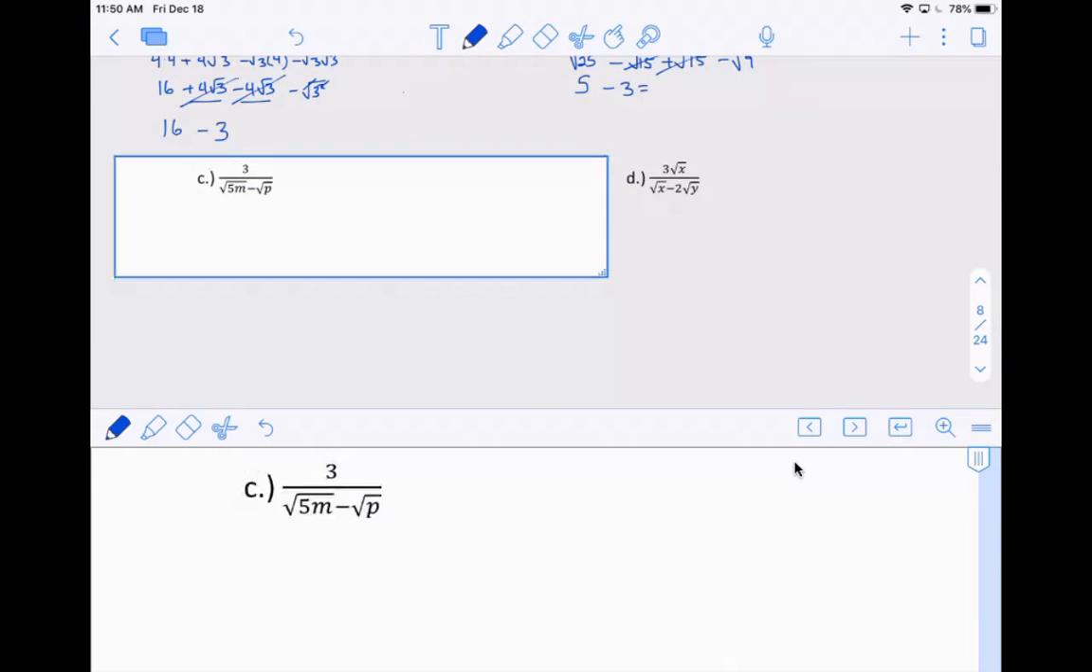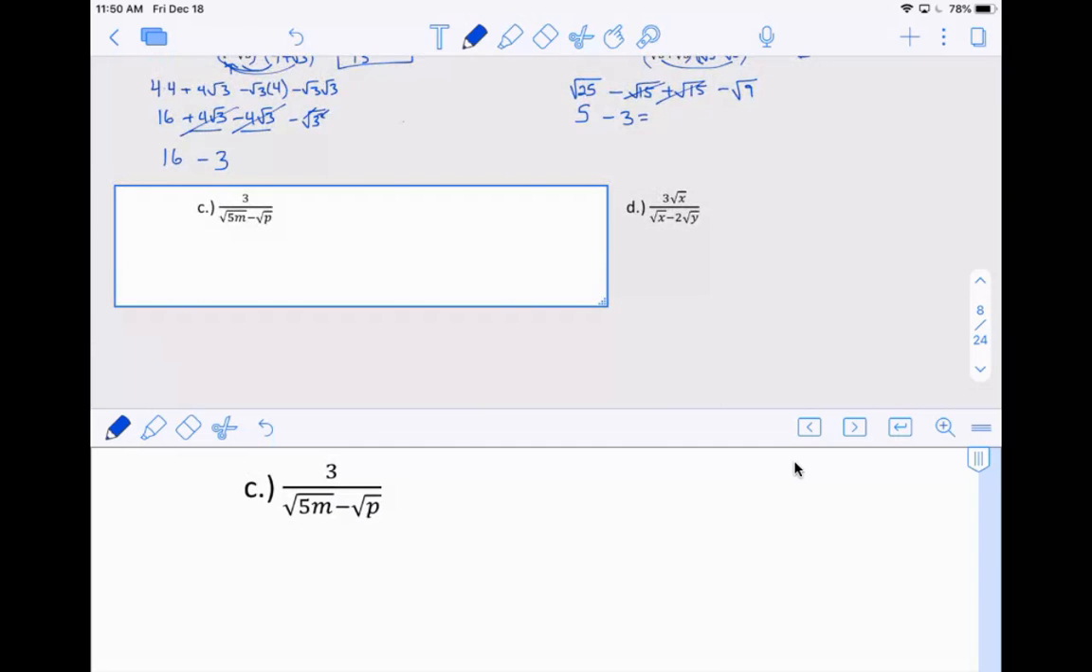It works the same with variables as well. And so we're going to do this the same. What's the conjugate here? Instead of root 5m minus root p, sorry, I didn't like the little blurb down here. I made a boo-boo. We're going to do plus root p.